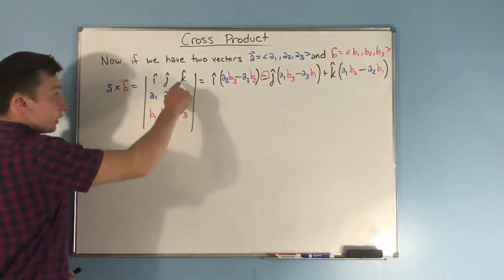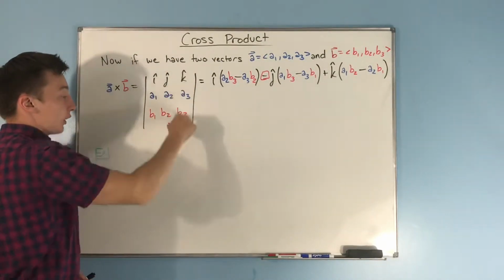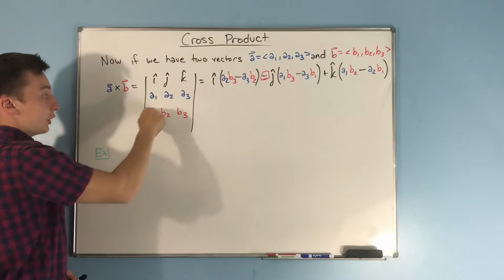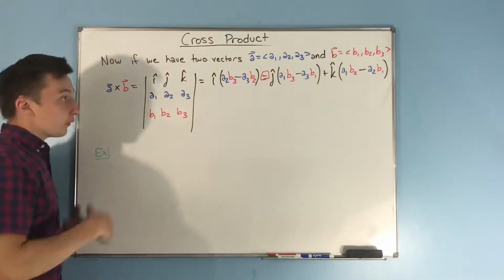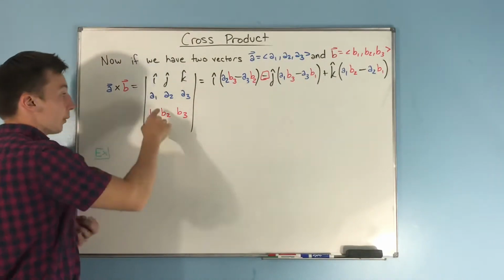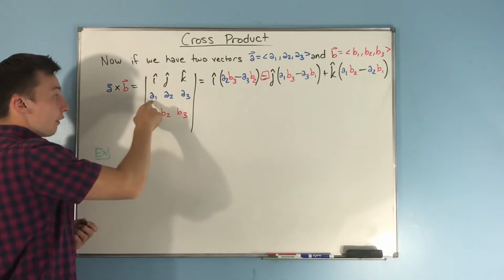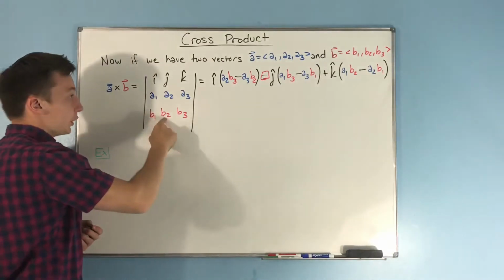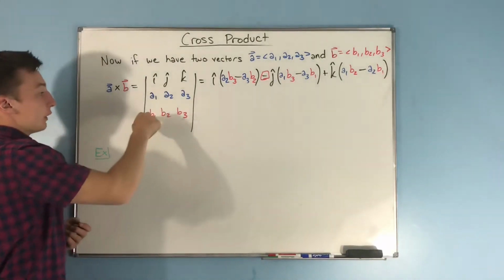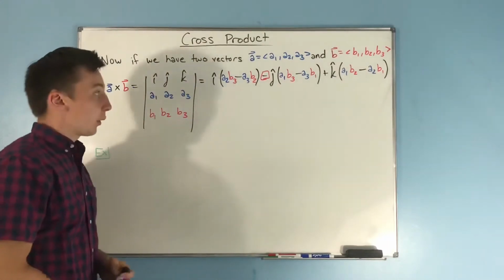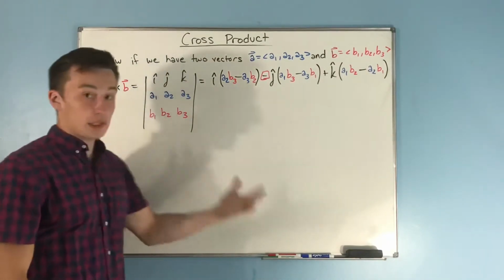Now you have lastly plus k hat. So you're doing k hat this time. That means you're not talking about this column. You're talking about the 2x2 matrix right here. To find the determinant of this 2x2 matrix, you have A1 times B2 minus A2 times B1. And that is how you find the cross product.